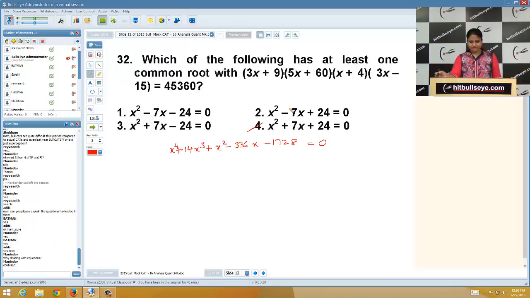Maninder, C. Which of the following has at least one common root? At least one common root. Okay, at least one common root. So I took a chance. Suppose there are 2 common roots. If there are 2 common roots, this equation will completely divide this. Of course, if we are taking alpha and beta, 2 roots of the first equation, first option, of course alpha and beta will be roots of the expression in the question as well. That's why we are dividing it. If we are getting remainder 0, it will be the answer.